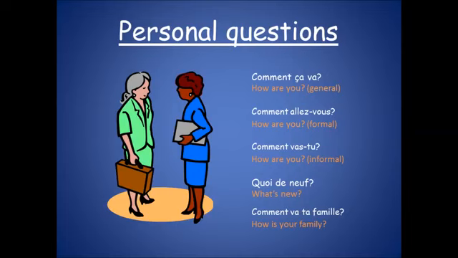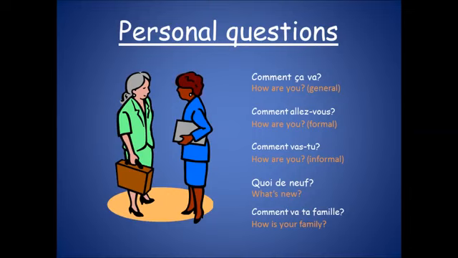Personal questions. So you might meet somebody, you want to know how they are, you might want to know what's been going on in their life. So we'll lead with comment ça va? Comment ça va? Okay, and we use that for how are you? That's quite a general one, as I say. That can be used with friends, that can be used with people that you don't know in this case.